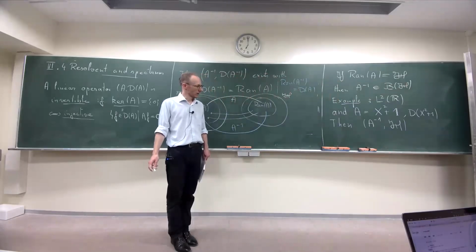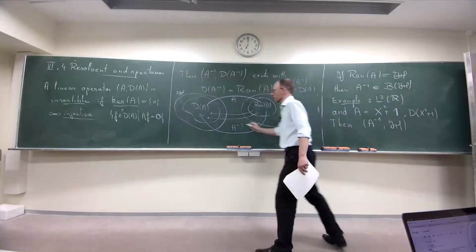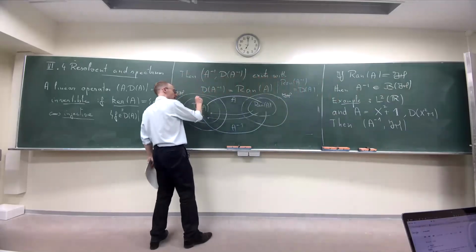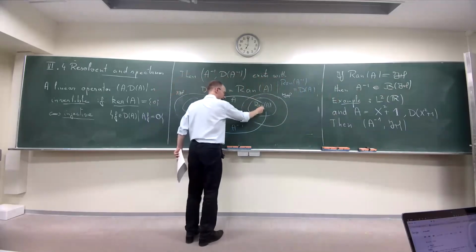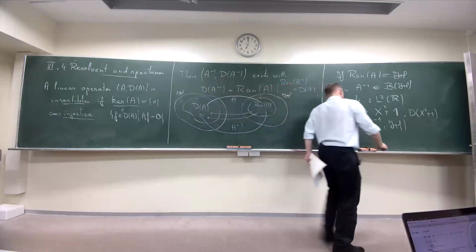No, no conjugate. No, so what is the inverse? Remember, you want to come back to the same place. So if you start here, you go there, it's multiplication by X squared.